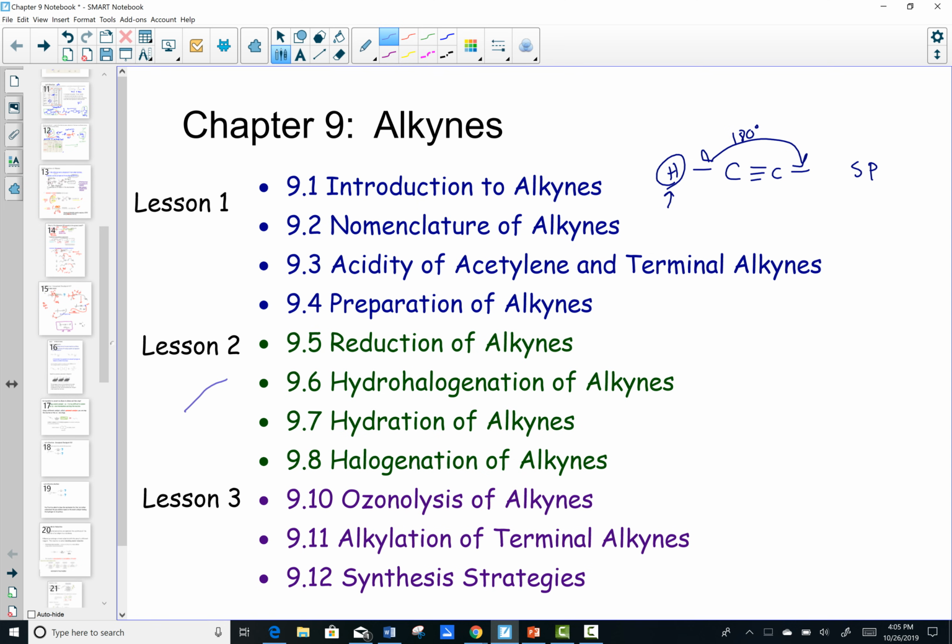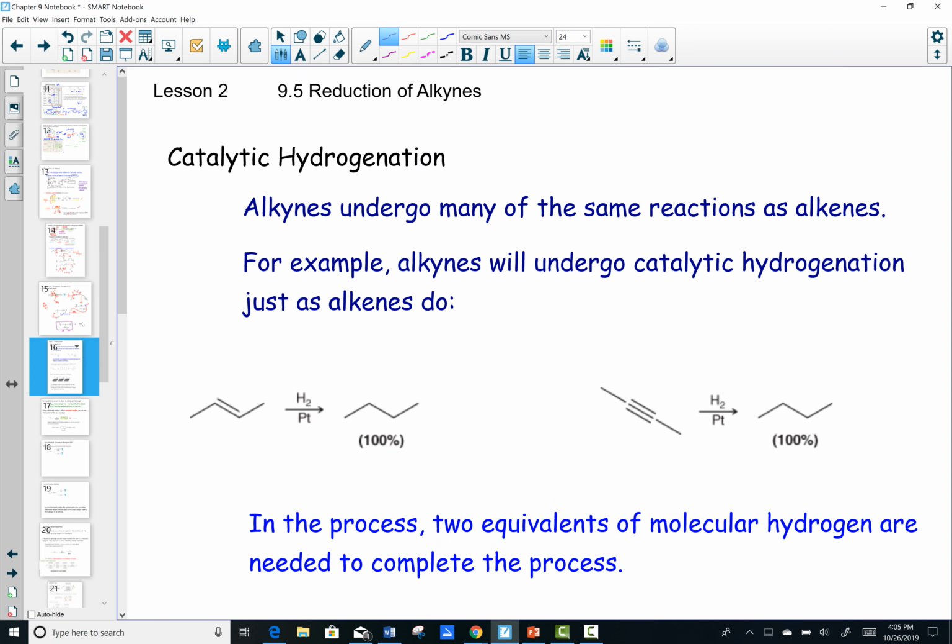And we're just bringing up to slide 16, the beginning of lesson 2 in section 5. We're going to begin with a talk of catalytic hydrogenation. This should sound very familiar from the alkene chapter in chapter 8. Just like alkenes, the double bond, alkynes undergo many of the same reactions. The first that we'll look at of these similar reactions is the catalytic hydrogenation.